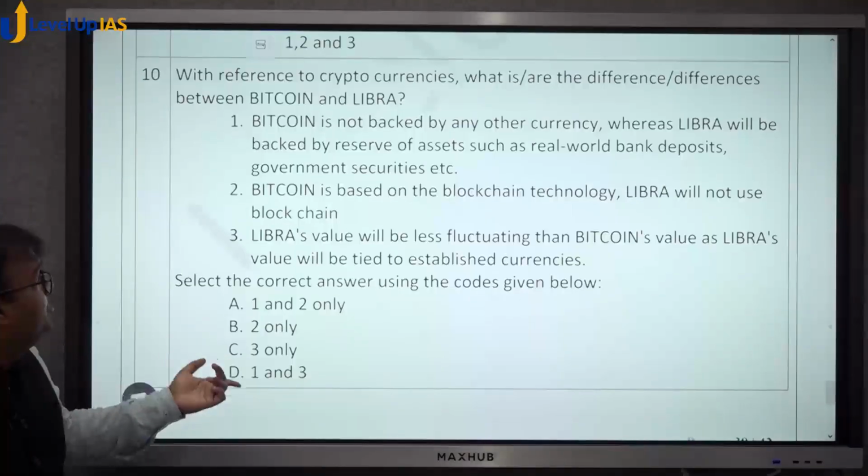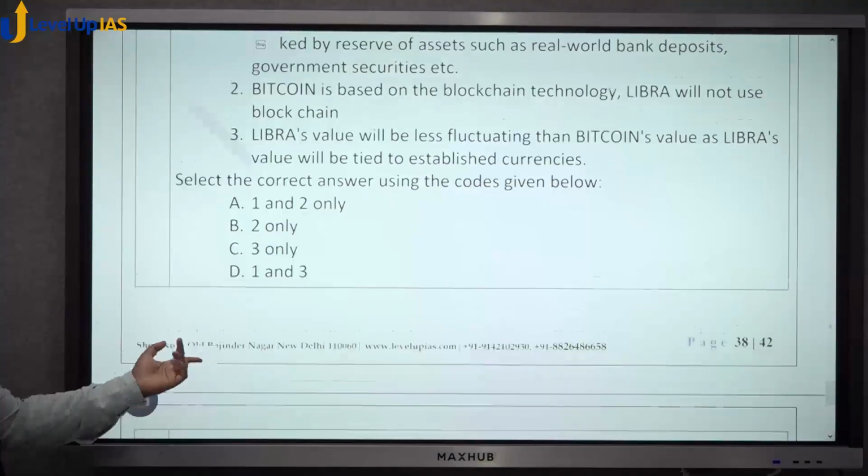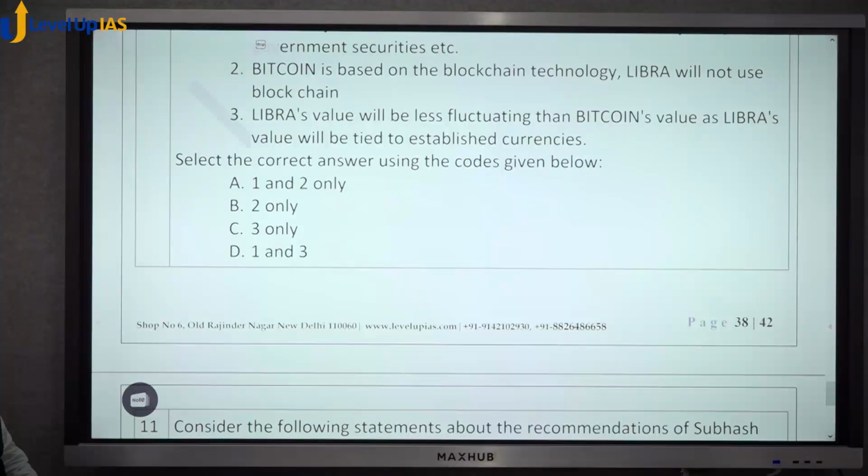Question number 10. With reference to cryptocurrencies, what are the differences between Bitcoin and Libra? First statement देखते हैं. Bitcoin is not backed by any other currency, whereas Libra will be backed by reserve of assets such as real world bank deposit, government securities, etc. Yes, one is correct. Bitcoin is based on the blockchain technology. Libra will not use blockchain. Wrong. Libra is also would be using blockchain. Libra's value will be less fluctuating than Bitcoin's value, as Libra's value will be tied to established currencies. Yes. D, answer would be D, 1 and 3.